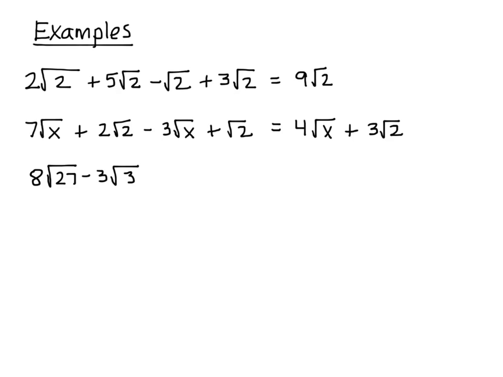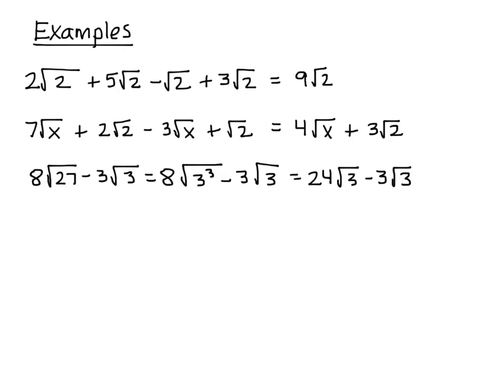And in the case where you have different radicals, you examine them, see if you can simplify them, and it looks like the square root of 27 can be simplified by taking the 27, factoring that into 3 cubed, and then we can take a 3 out of that radical, and so we get 24 root 3 minus 3 root 3, and of course then that makes 21 root 3.